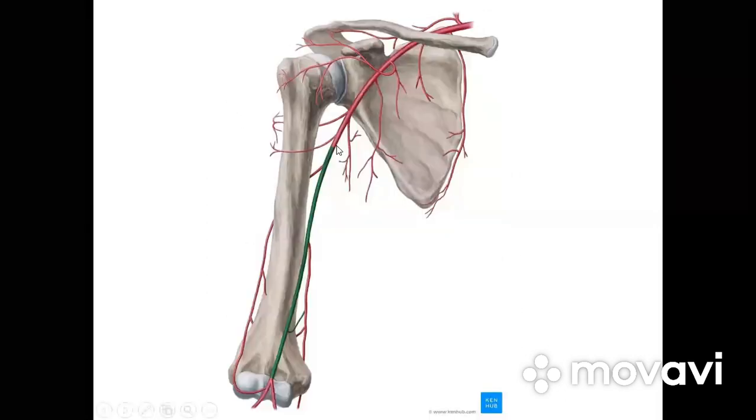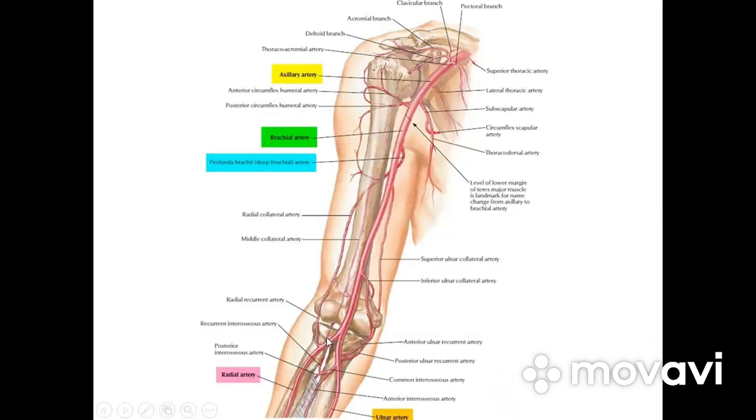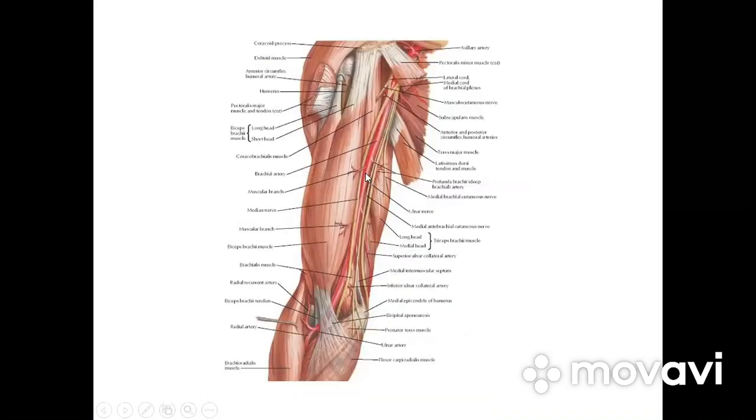The axillary artery continues downward as the brachial artery. The border between them will be on the level of the inferior border of the greater pectoral muscle. It continues in the medial bicipital groove, lies on the anterior surface of the ulnar joint, and on the level of the head of the radius bone, the brachial artery divides into the radial artery and the ulnar artery.